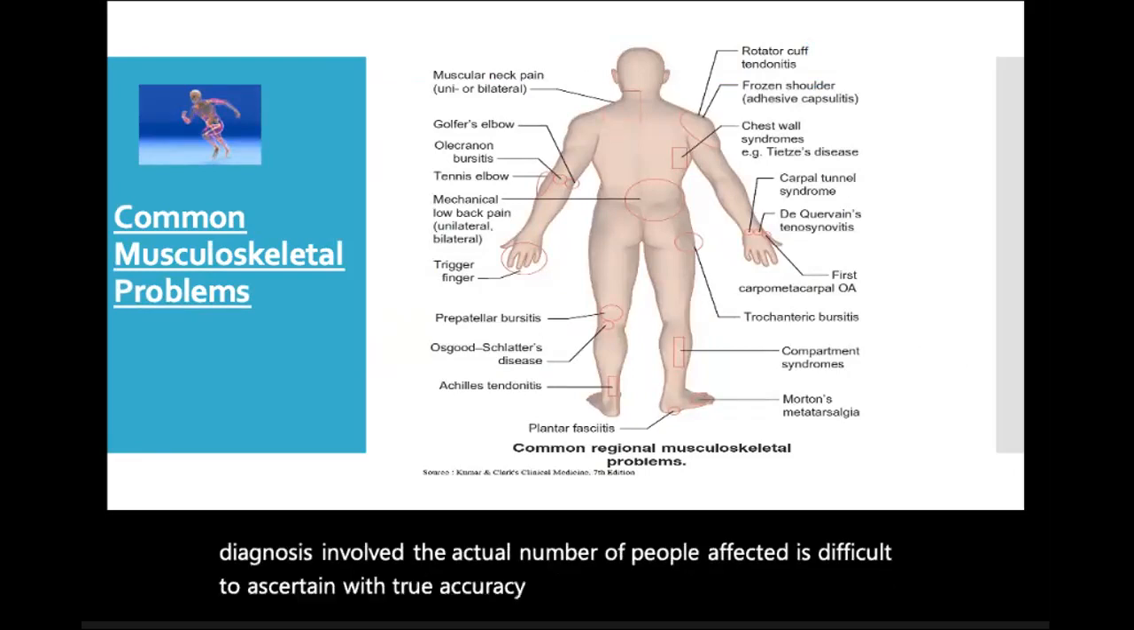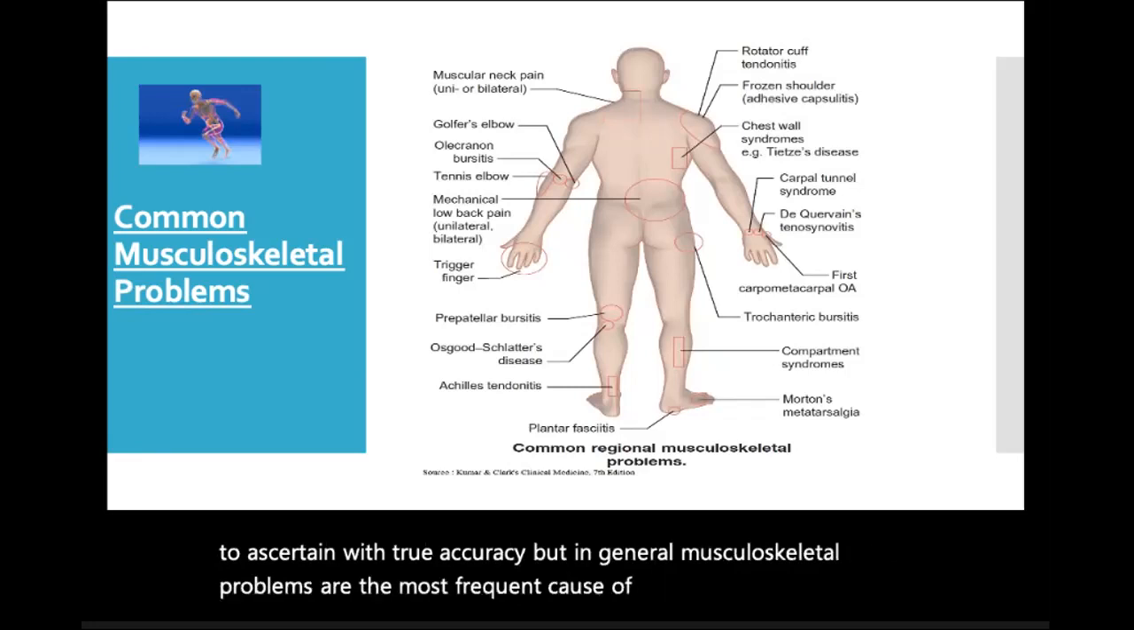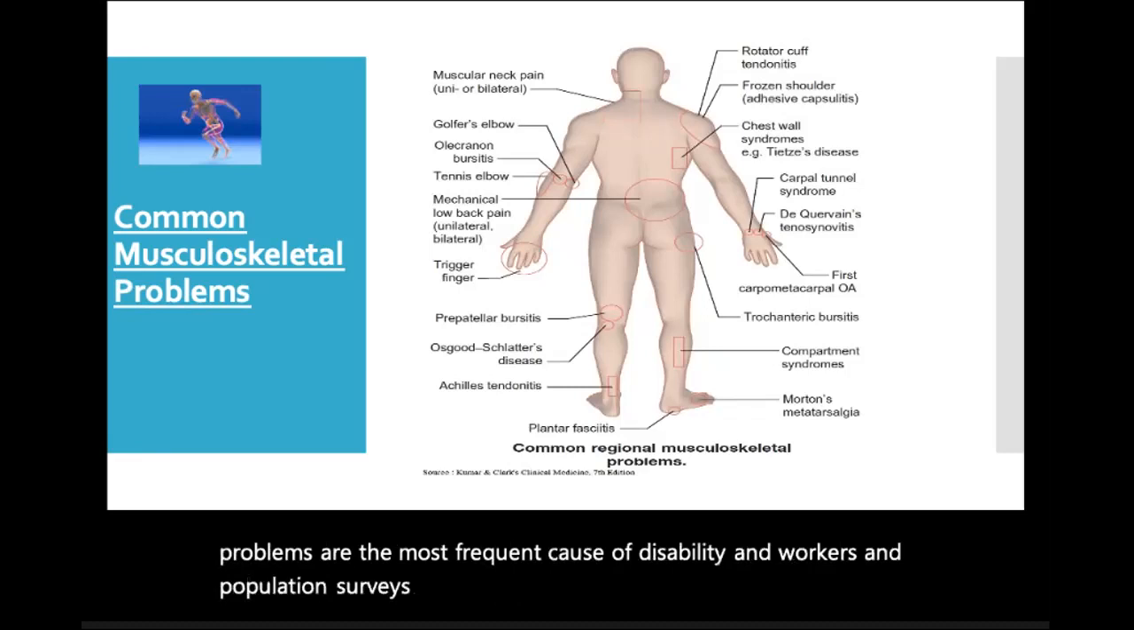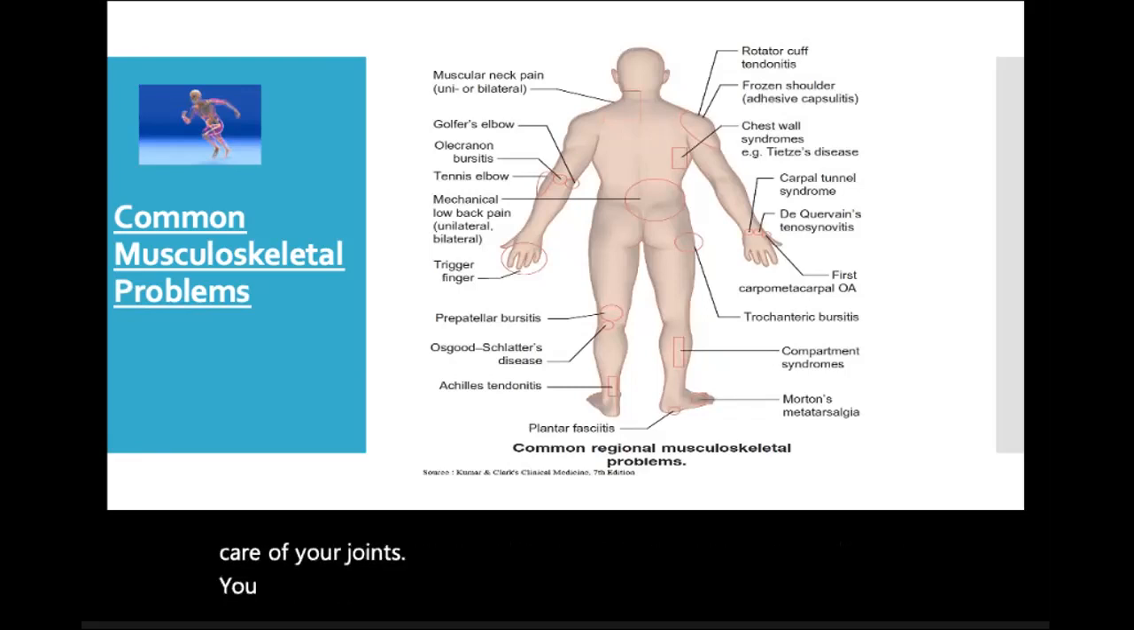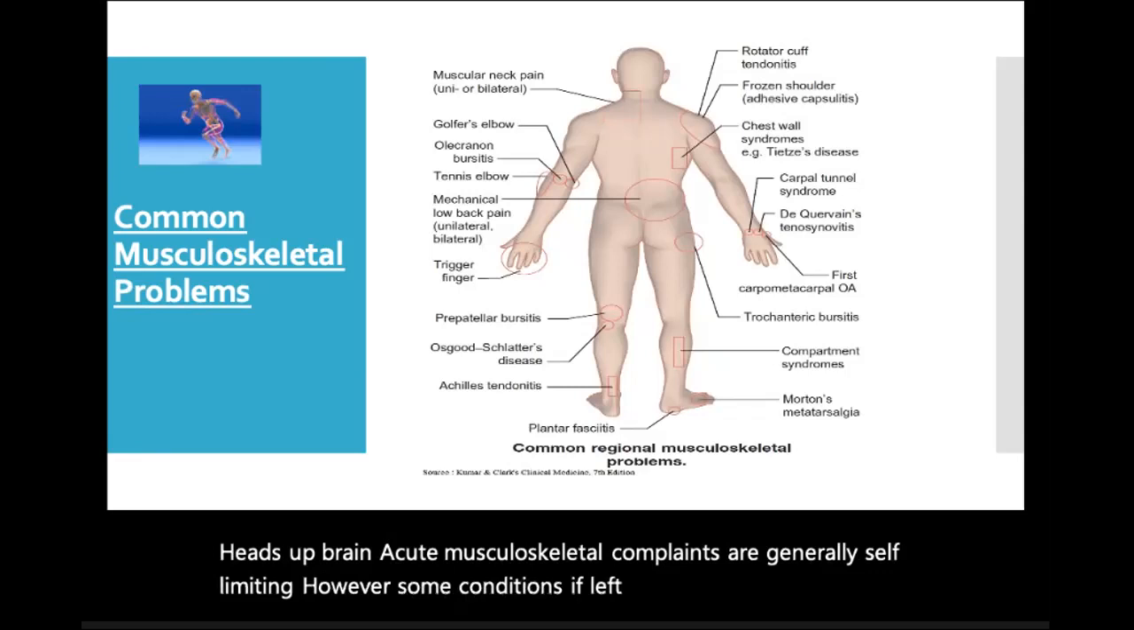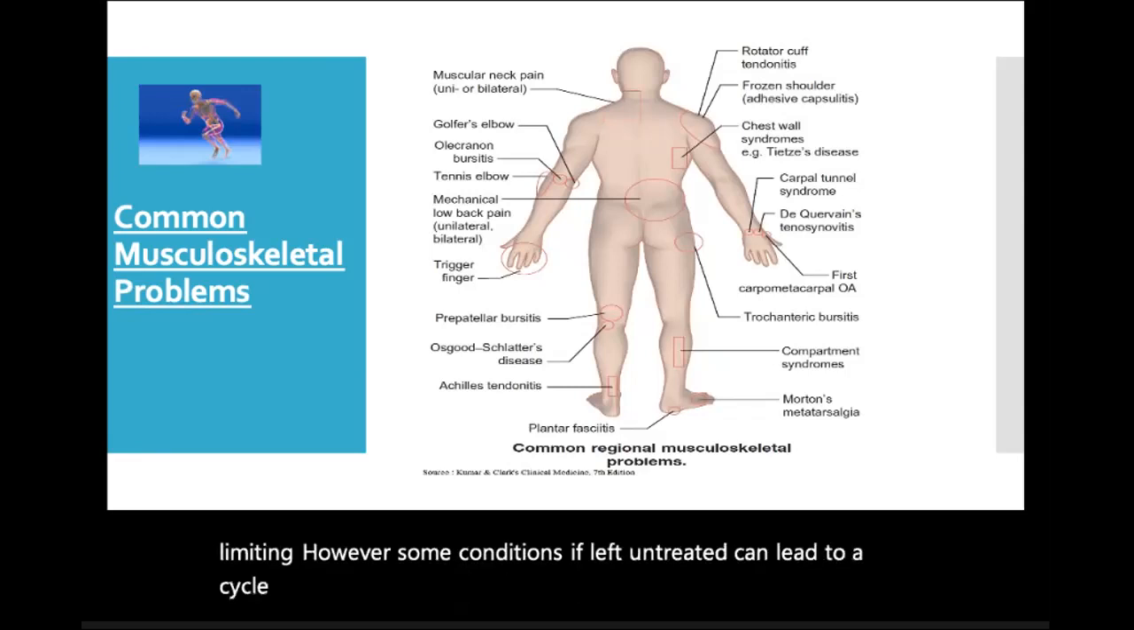But in general, musculoskeletal problems are the most frequent cause of disability in workers, and population surveys show a greater than 50% prevalence of musculoskeletal disorders among older Americans. All right, so take care of your joints, heads up, right? Acute musculoskeletal complaints are generally self-limiting. However, some conditions, if left untreated, can lead to a cycle of progressive joint instability and a higher risk of subsequent injury if the recovery is not complete.